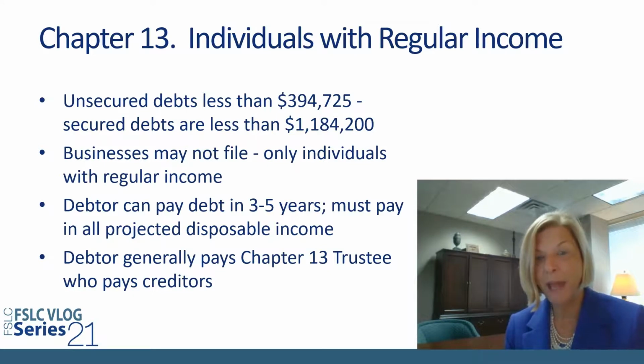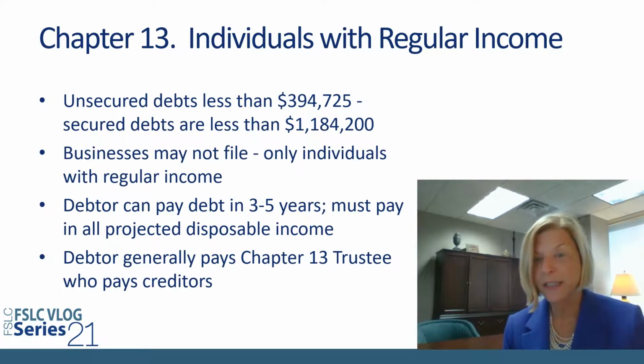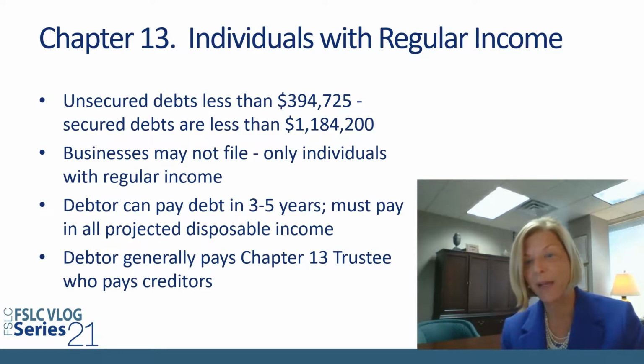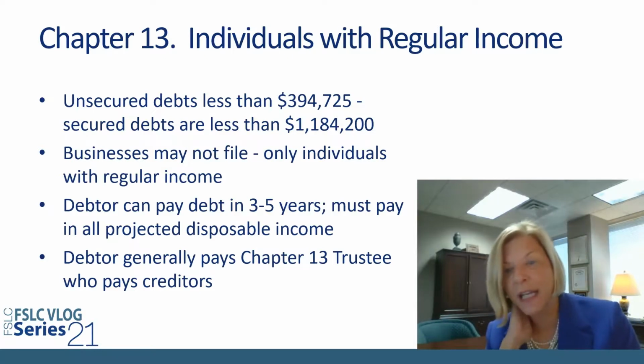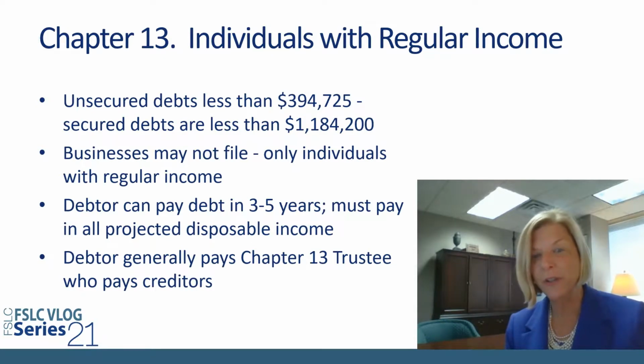The debtor has to pay all of their disposable income into the trustee. Generally, plans go from 3 to 5 years, so they have to pay all their disposable income in for the period of the plan to satisfy their debts. A Chapter 13 trustee is appointed in a Chapter 13, and the Chapter 13 trustee oversees the bankruptcy. They recommend confirmation of the plan or not, and they usually receive the payments from the debtor and make distribution to the creditors.